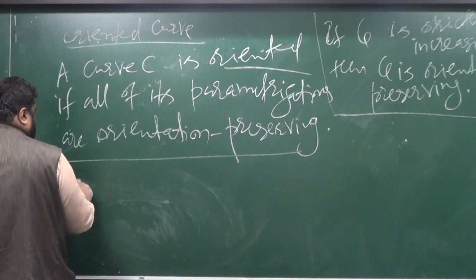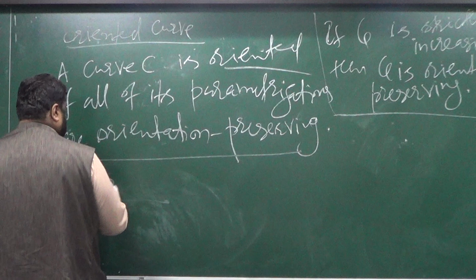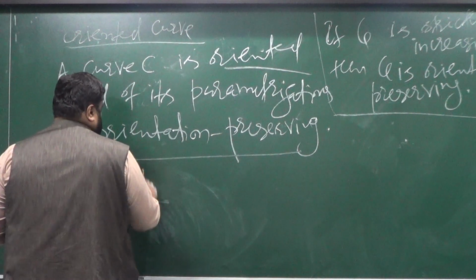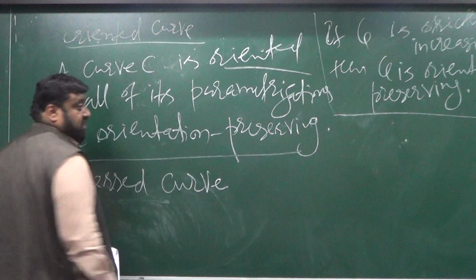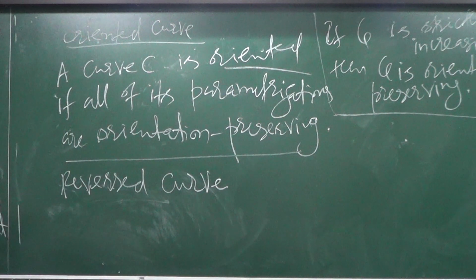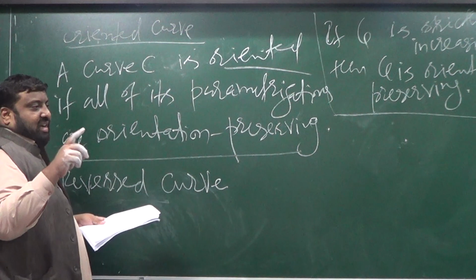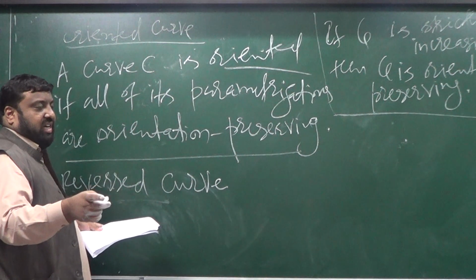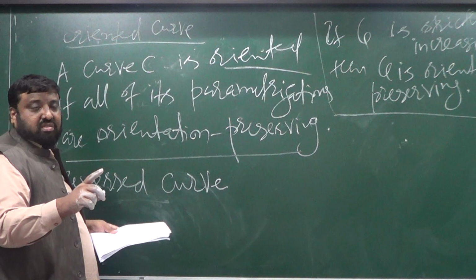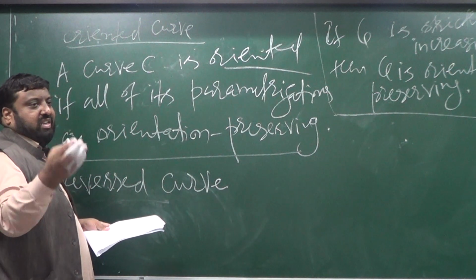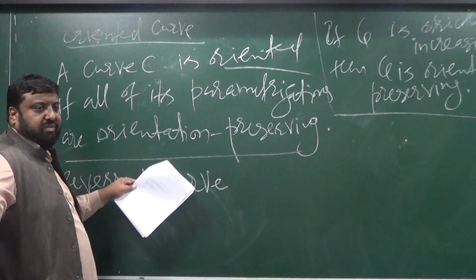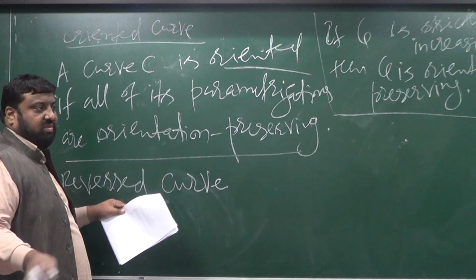So what do you mean by a reversed curve? A reversed curve is the same curve but with the precisely opposite orientation. What you have to keep in view is that a curve and its reverse are two different things. We're going to treat the curve and its reverse as two different quantities. This is an important thing.